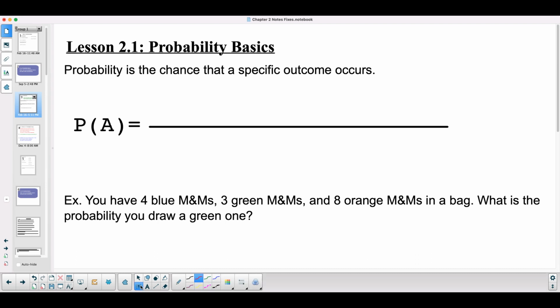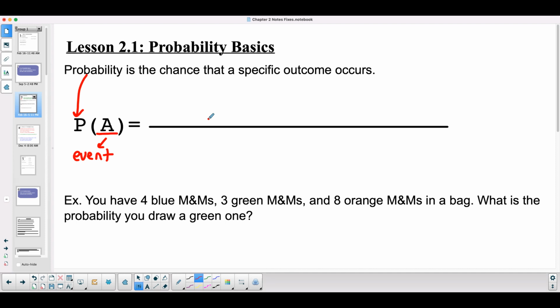So if we're looking at that, this P right here is just going to stand for probability. A is just some event that we want to happen. So the probability that I flip a heads on a coin, or I roll a 6 on a dice, or something like that. The formula for it is pretty straightforward.